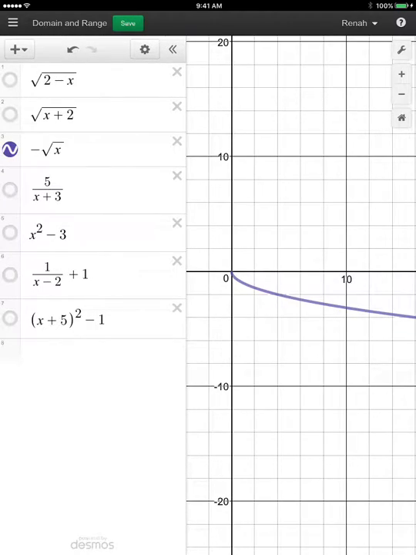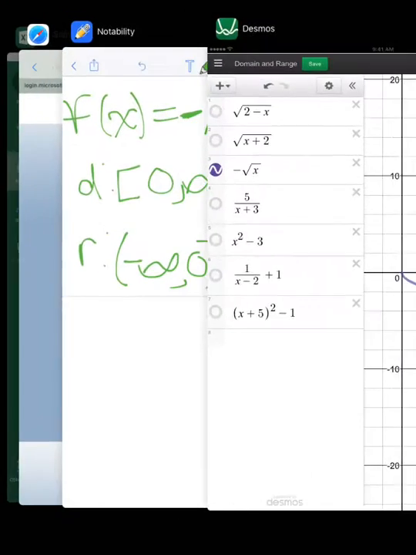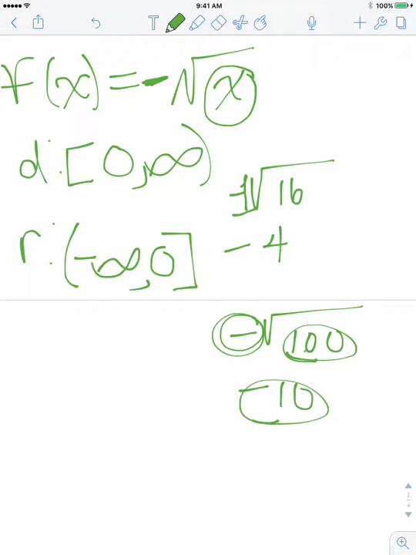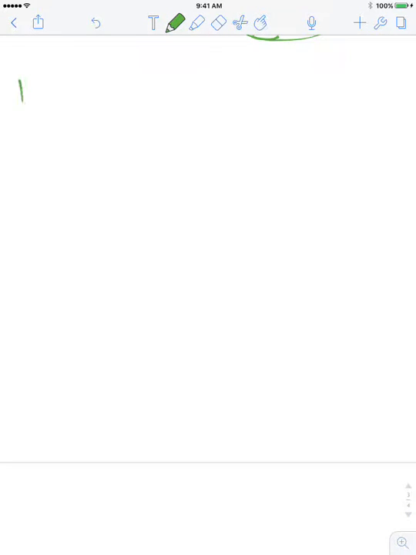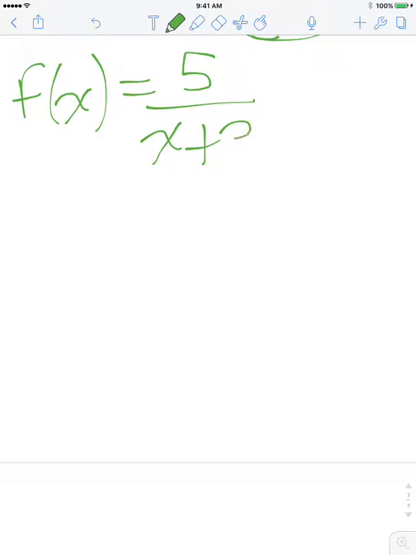Okay. 5 over x plus 3, that's going to be the next function we look at. And if you're comfortable with any of these problems, just fast forward or pause, solve it, and see if you get the same answer. So f of x equals 5 over x plus 3.